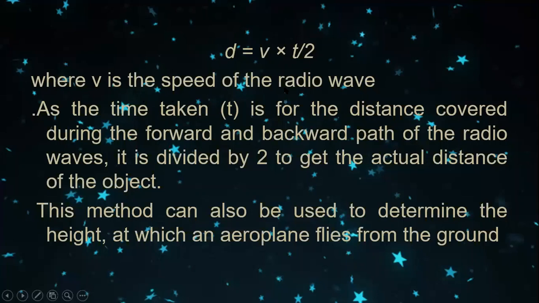Where V is the velocity of the radio wave. So the time taken for the distance covered during the forward and backward path of the radio waves is divided by 2 to get the actual distance of the object. Now in this method we can use it to determine the height at which the aeroplane flies from the ground. Okay. So this is the method to measure large distances.